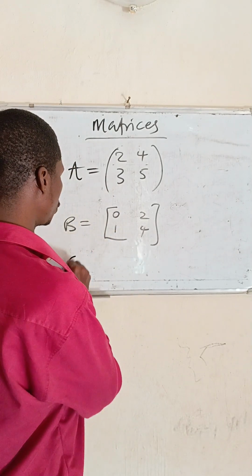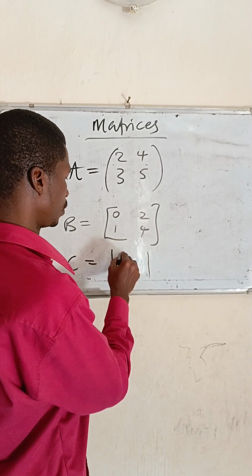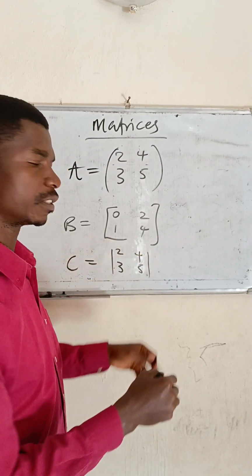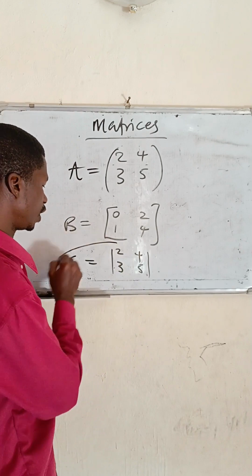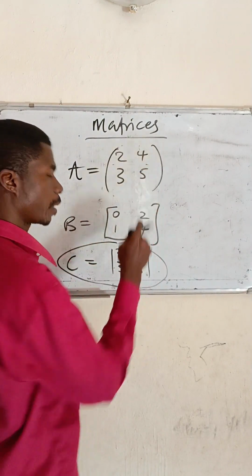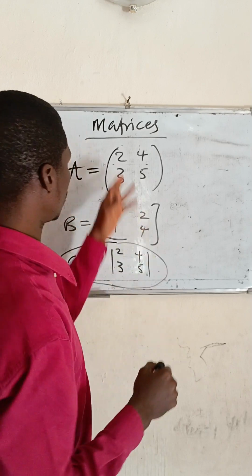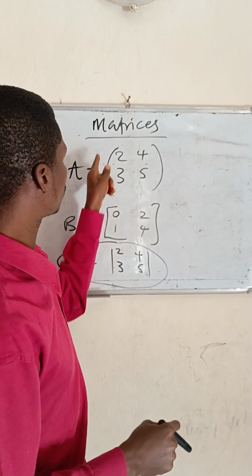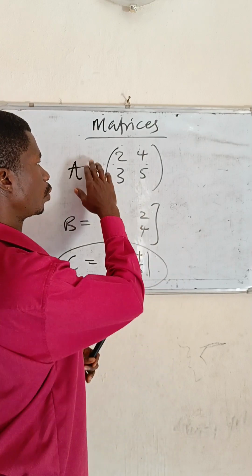Please take note, we don't use this in matrices. We don't use this vertical bar. We use this in determinants. That is why the square bracket and the parenthesis are used in matrices. Now, I told you that a matrix is arranged in rows and columns.